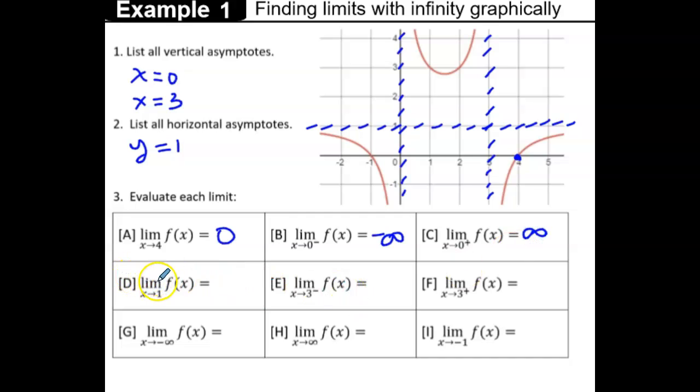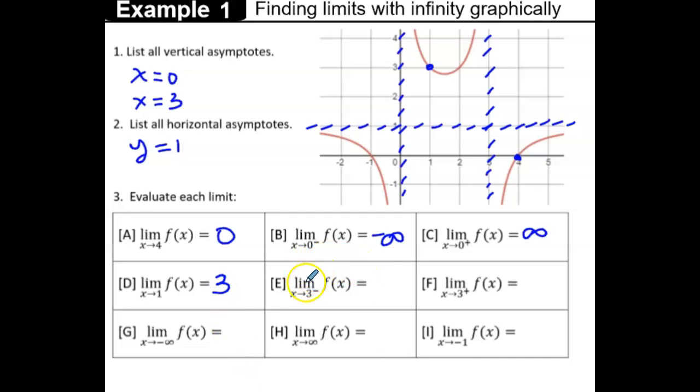Okay, in D, we want to approach the limit as x approaches 1 from both the left and the right, and that is going to exist and equal 3. From the left side, we're approaching 3. From the right side, we're approaching 3.